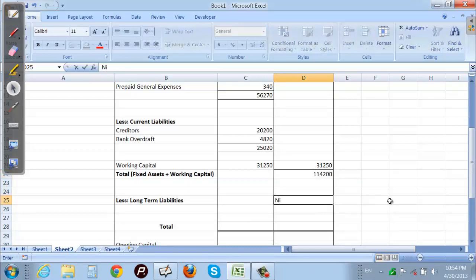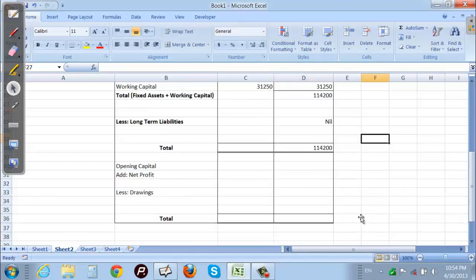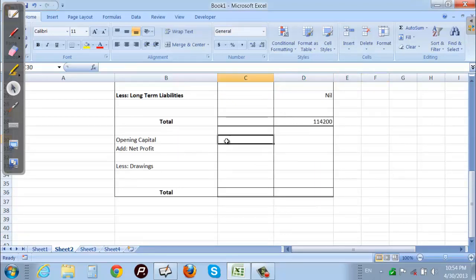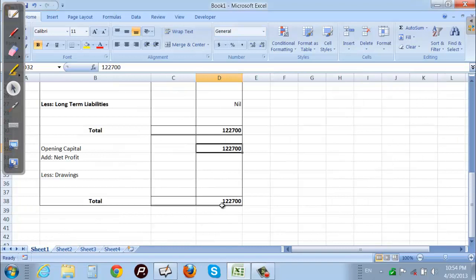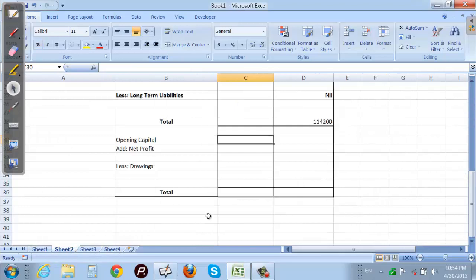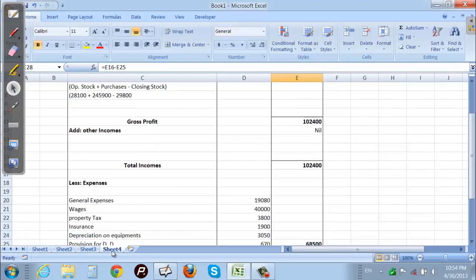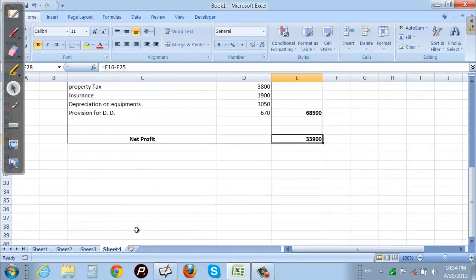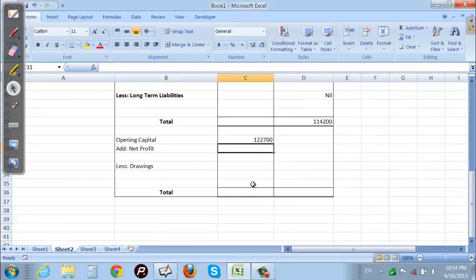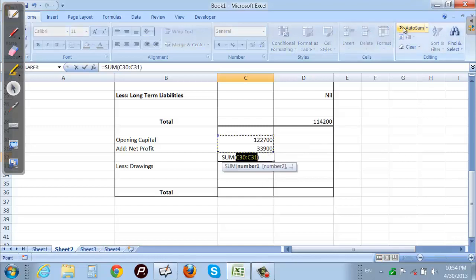So in the question the long-term liability is nil. So the total of first segment will come $1,14,200. Now we have to complete the second part. For that we need opening capital, and we have computed earlier that opening capital was 1,22,700. So that I will consider here 1,22,700. And now to this opening capital we have to add a net profit. So net profit we have computed 33,900. Now let's see the total.